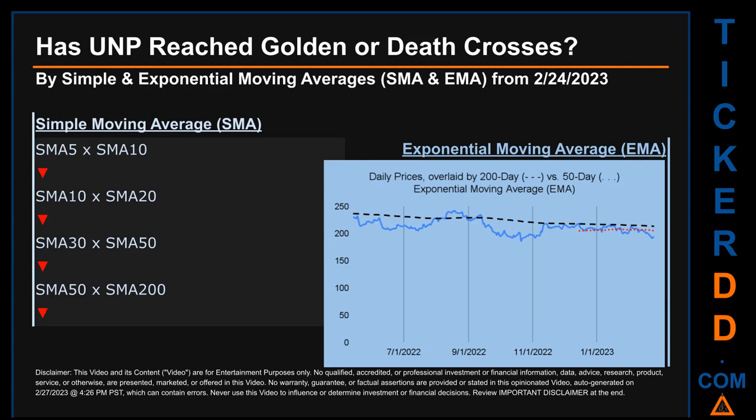Has UNP price reached golden or death crosses? Golden cross and death cross are basic signals that compare average prices across two specified trade day ranges, a short-term versus a long-term range. For example, 5-day versus 10 trade days. Essentially, a golden cross is a bullish signal.